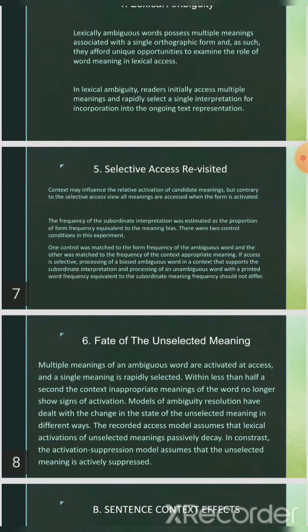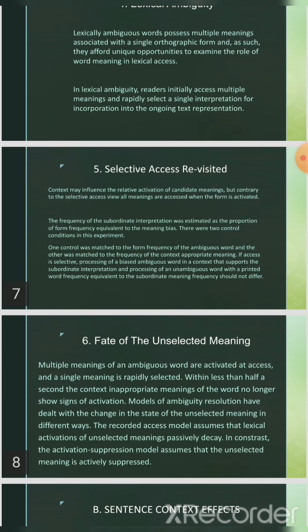Content may influence the relative activation of candidate meanings, but contrary to the selective access view, all meanings are accessed when the form is activated. The frequency of the subordinate interpretation was estimated as the proportion of form frequency equivalent to the meaning bias. There were two control conditions in this experiment. One control was matched to the form frequency of the ambiguous word, and the other was matched to the frequency of the context appropriate meaning.